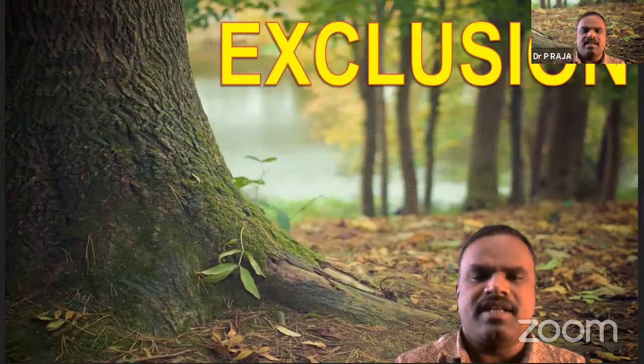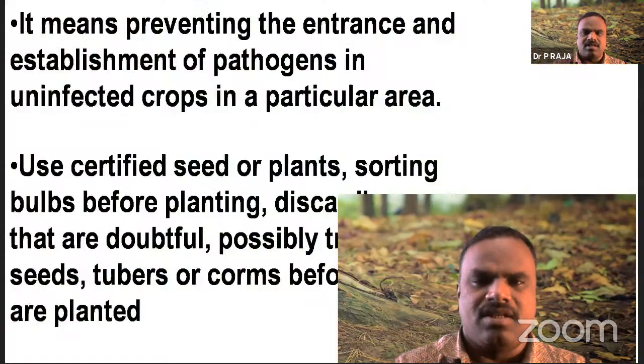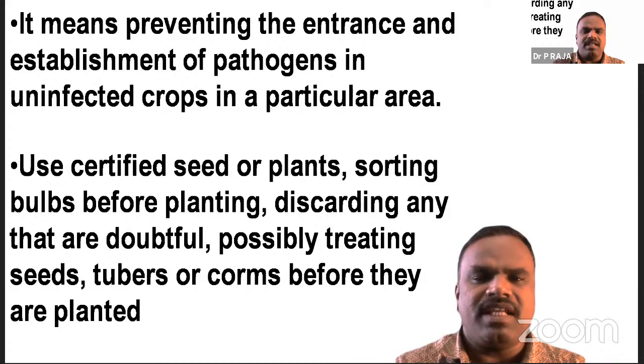The next one is exclusion. How we can exclude? It means preventing the entrance or the establishment of a pathogen in uninfected crops in a particular area. For example, you are bringing some varieties or tree species from one zone to another, from one state to another. For example, if you are bringing tree bean varieties from Manipur to Arunachal Pradesh, it must be certified, and we must check whether this planting material has any kind of pathogens.